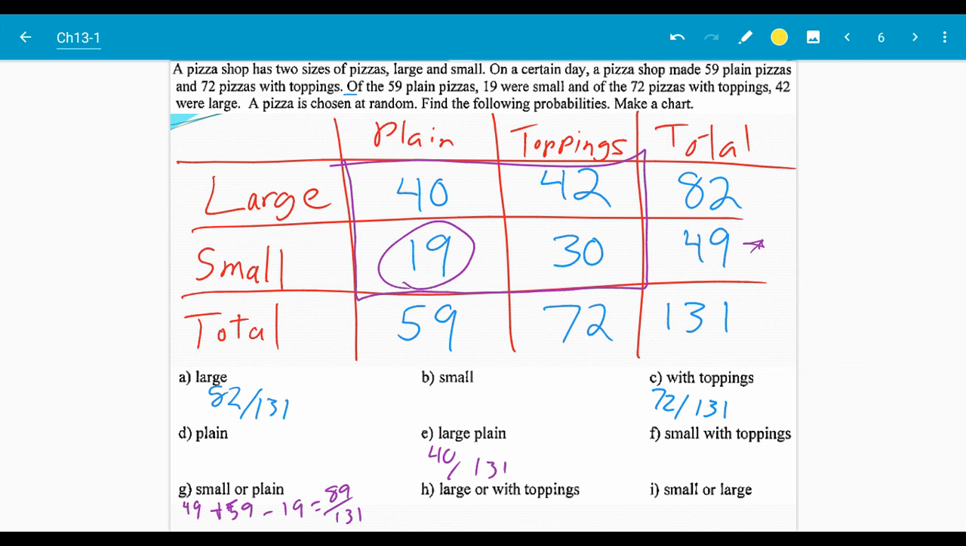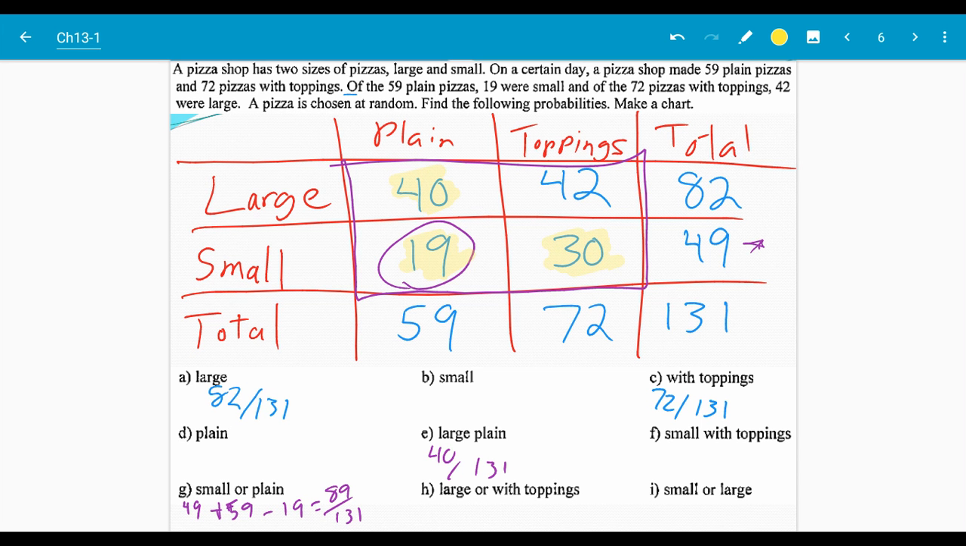If I want small or plain, and everything that's possible needs to be inside that purple box, well, small or plain, okay, 19 is favorable. These are small pizzas. Going over to plain, these are plain pizzas. These 19 are also plain, but I've already highlighted those. I don't want to do that again.